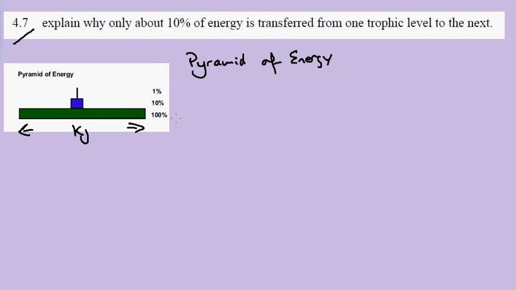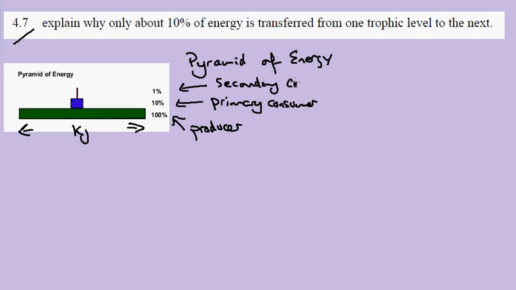But we'll notice that of the 100% of producer, only 10% makes it to the next level in the primary consumer. And again, of the 100%, only 1% of that makes it into the secondary consumer. The question must be, what are the causes of the losses that we are seeing?